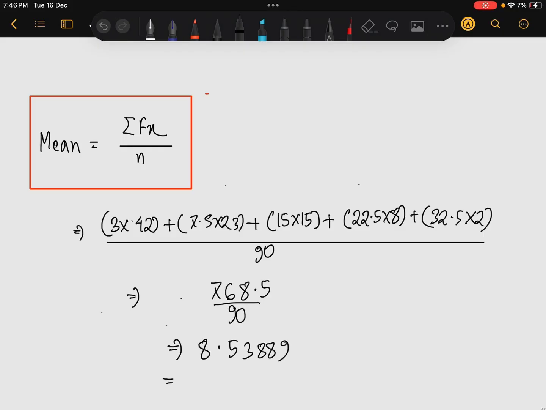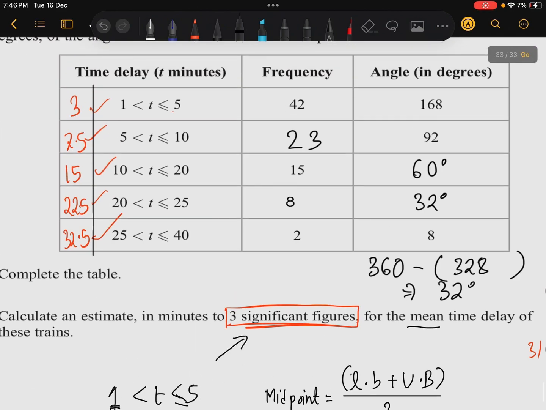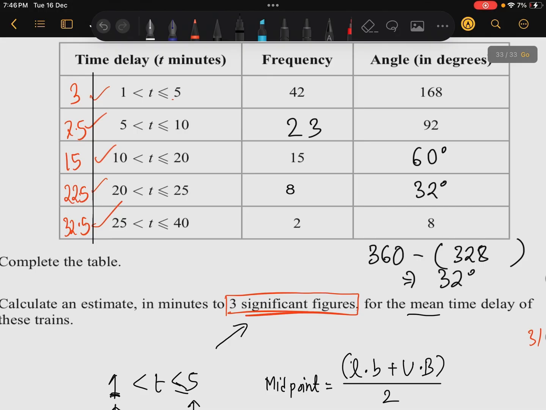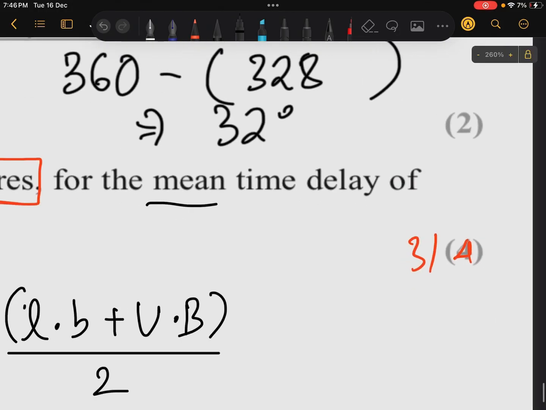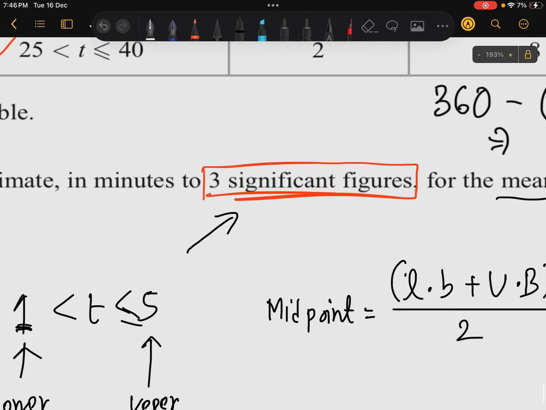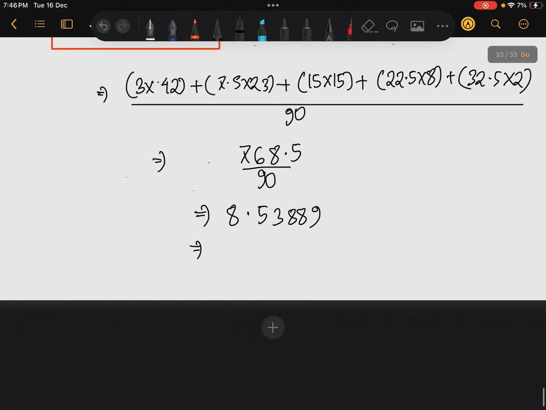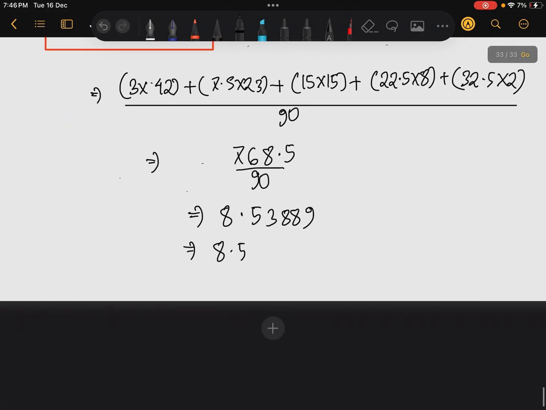8.53889. And I'm going to give this in 3 significant figures since the question has asked for 3 significant figures. If you do not do this, you're going to get 3 out of 4. So you have to make sure to give your answer to 3 significant figures because that last 1 mark is your accuracy mark. So 8.54 is the final answer.